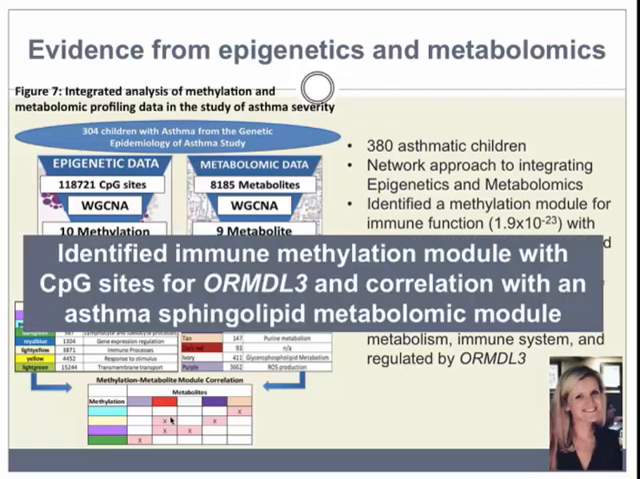When we do this sort of integrative approach on a network level with epigenetics and metabolomics, one of the amazing things we find is that the primary identified immune methylation module with CpG sites was at ORMDL3. When we look at these modules, the number 1 predictor using methylation was actually the CpG sites at ORMDL3, and these were correlated with the asthma sphingolipid metabolomic module. So here we see evidence on an epigenetic level that we are actually seeing ORMDL3 work, and it's associated with the sphingolipid asthma module.